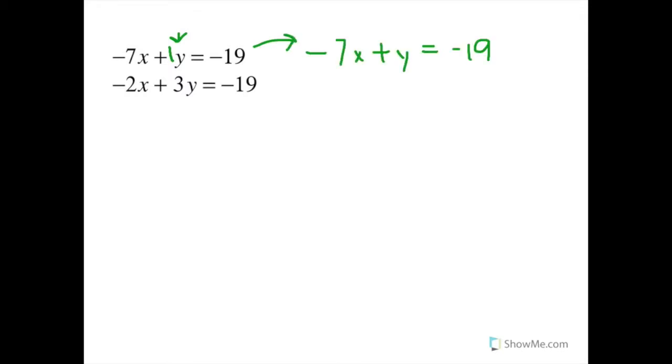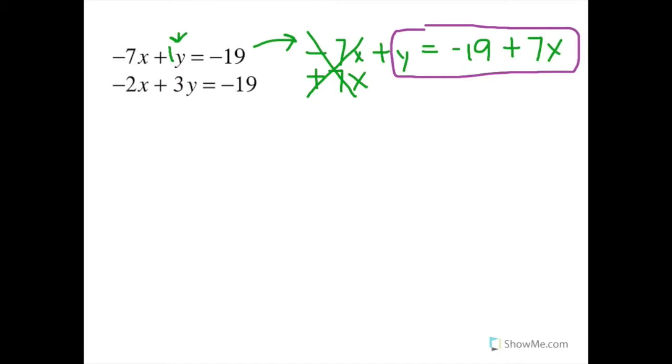Okay, so to get y by itself, you need to get rid of that negative 7x. So I'm going to do the opposite operation and add 7x. That will cancel out and equal 0. So I like to just cross it out. And whatever I do to one side, I have to do the other. But I can't combine negative 19 and 7x because 7x is a variable term and negative 19 is a constant. It has no variable. So what I've done now is I've solved for y.